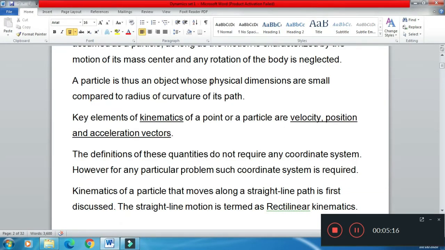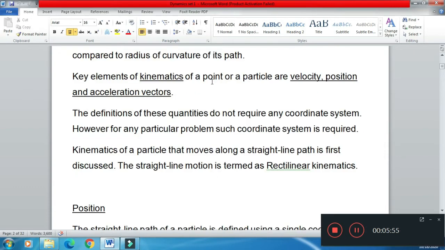We can also assume object as a particle if the physical dimensions are small when compared to the radius of curvature of the path. For example, if you are analyzing the trajectory of an airplane, the physical dimensions of the airplane are much smaller when compared to the radius of curvature, or when compared to the distance it travels during its entire journey.